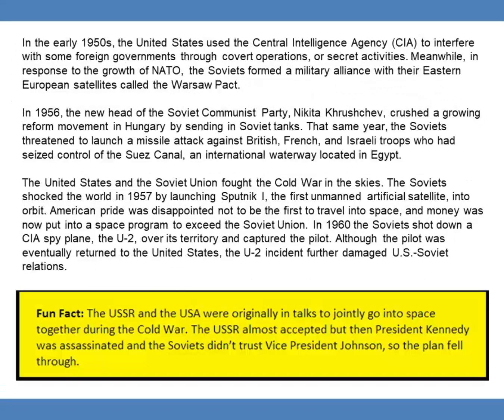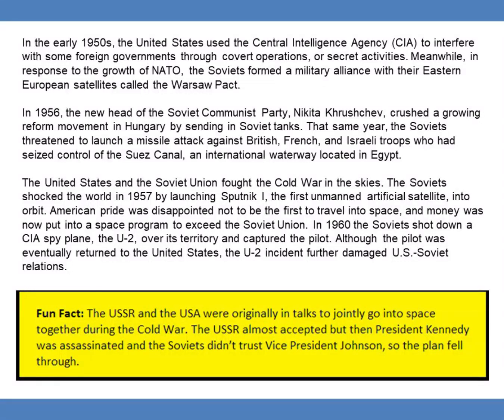In the early 1950s, the United States used the Central Intelligence Agency, CIA, to interfere with some foreign governments through covert operations, or secret activities. Meanwhile, in response to the growth of NATO, the Soviets formed a military alliance with their Eastern European satellites called the Warsaw Pact. In 1956, the new head of the Soviet Communist Party, Nikita Khrushchev, crushed a growing reform movement in Hungary by sending in Soviet tanks. That same year, the Soviets threatened to launch a missile attack against British, French, and Israeli troops who had seized control of the Suez Canal, an international waterway located in Egypt.